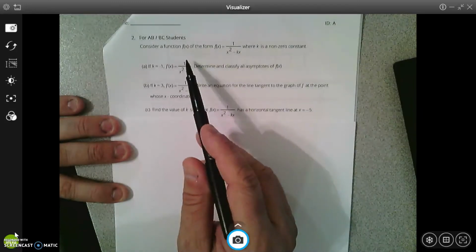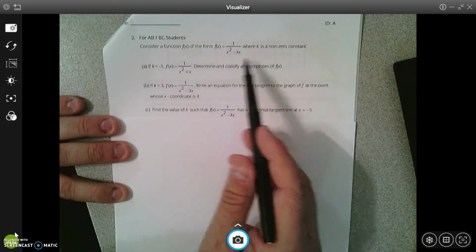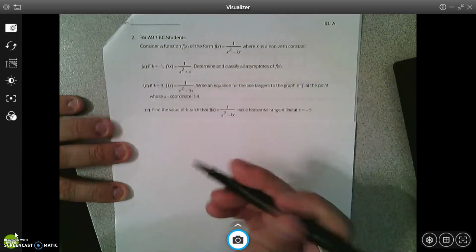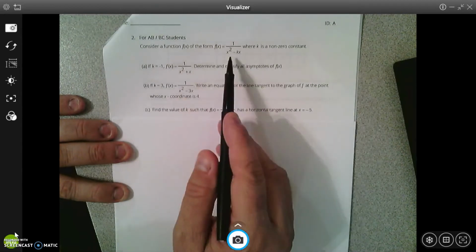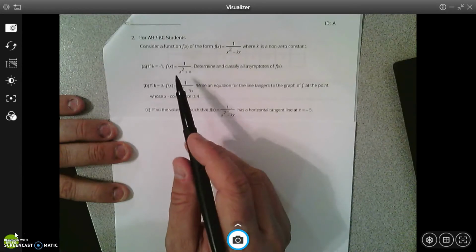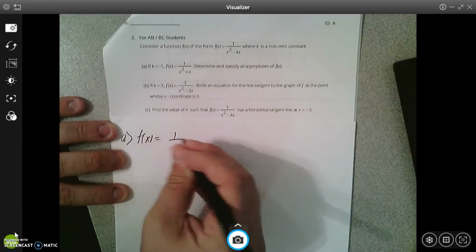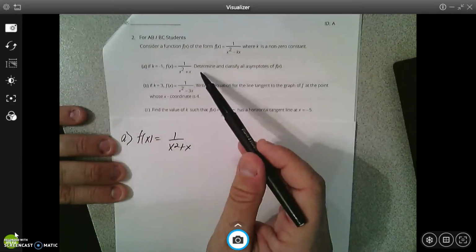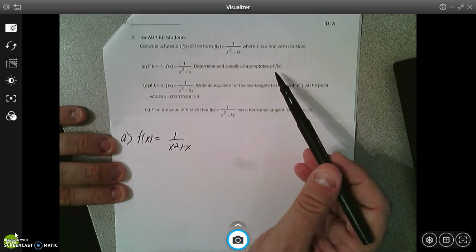Consider a function f of x of the form f of x equals 1 over x squared minus kx, where k is a non-zero constant. In part A, they tell us that k is equal to -1. So this expression becomes f of x equals 1 over x squared plus x. Determine and classify all asymptotes of f of x.